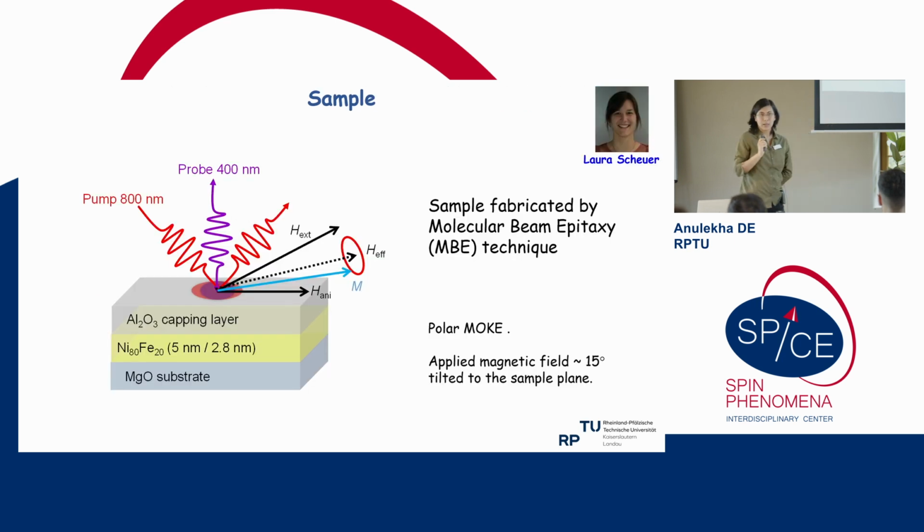Now let's come to the sample system, which I will discuss in this talk particularly. We have done the measurements in a thin permalloy film, which is 80% nickel and 20% iron, so Ni80Fe20. The thickness we have taken for this particular study is very thin: 5 nanometer and 2.8 nanometer.